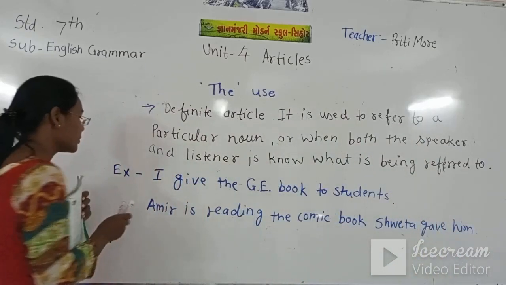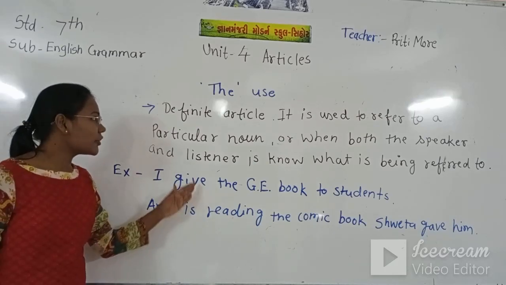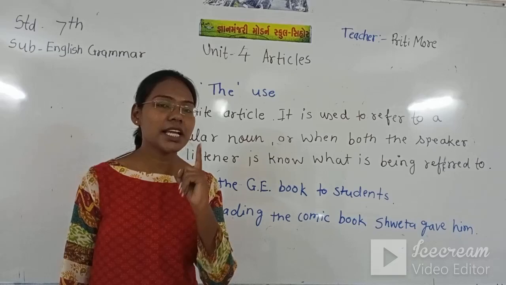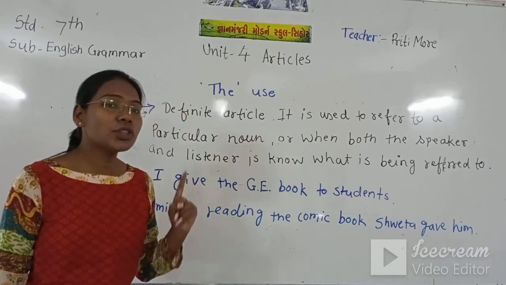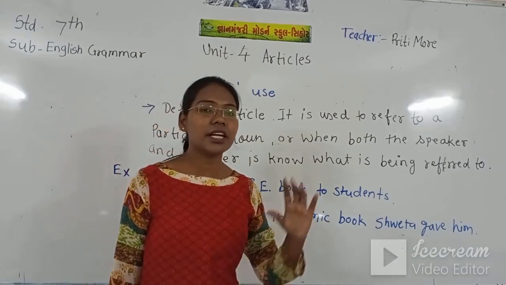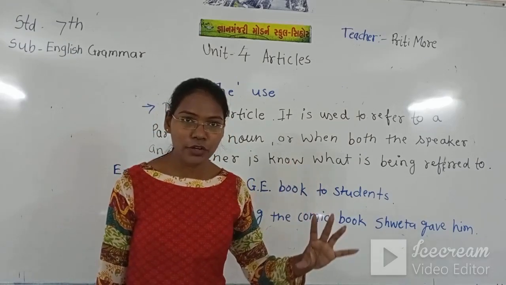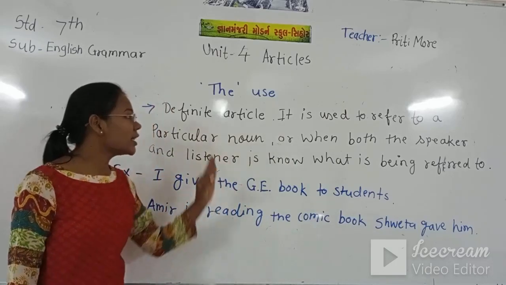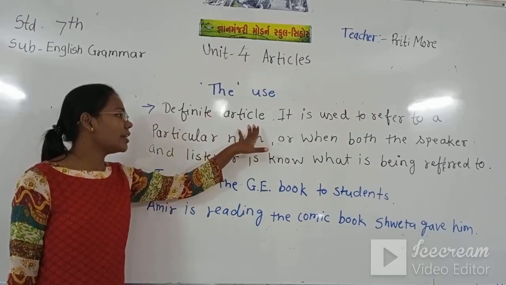Now see, these two examples we have taken. We use the article when the listener and speaker both are aware, both are familiar with that particular noun, that particular object. That time we use the article the, and this is the definite article.